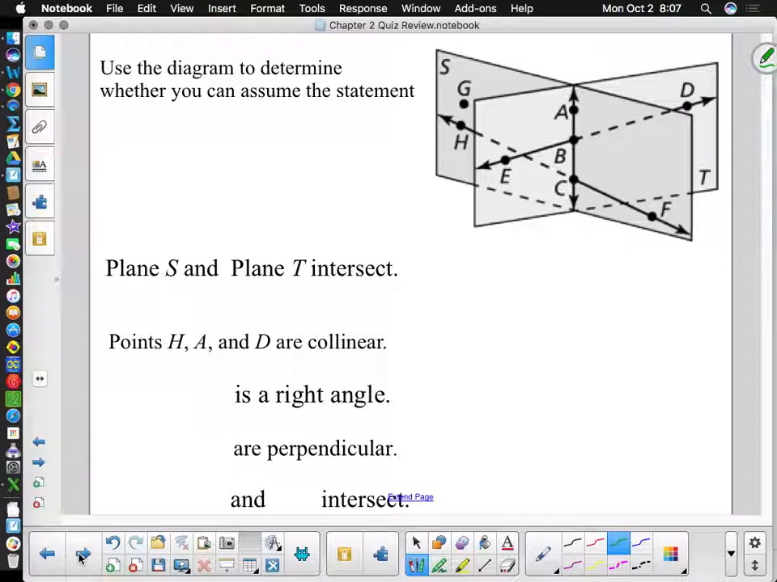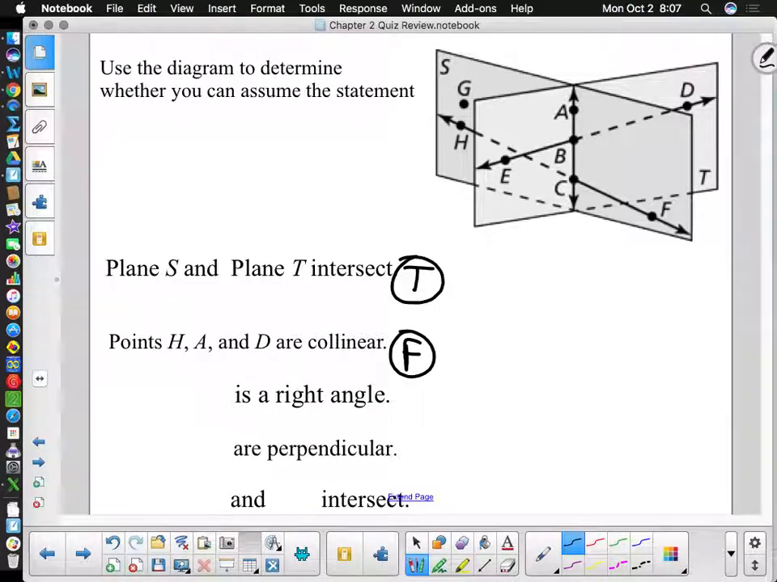True or false, and not everything would actually cut and paste nicely, so I'm going to have to write in a few things, but that's all right. Can you determine, based on the picture, whether these things are true? So plane S and plane T intersect. Is that true? Yeah, I can definitely make that conclusion. Points H, A, and D are collinear. No, I cannot make that assumption. That's a false.